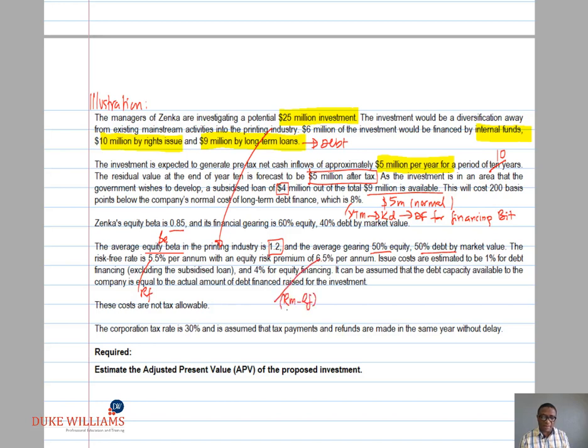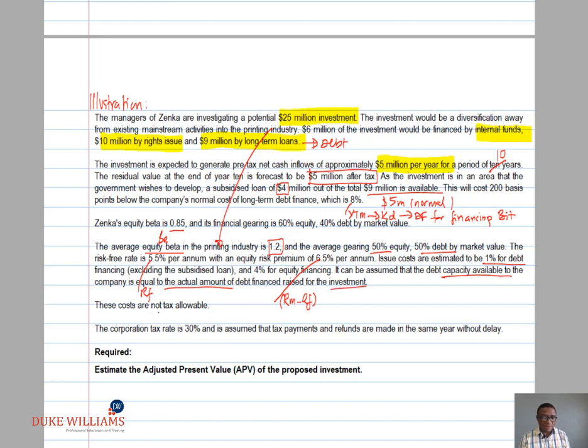So RM minus RF. Issue cost, yes, that is another pointer to the use of APV, excluding the subsidized loan, is 1% for the debt and 4% for the equity financing. And it can be assumed that the debt capacity available to the company is equal to the amount of debt or finance raised for the investment.